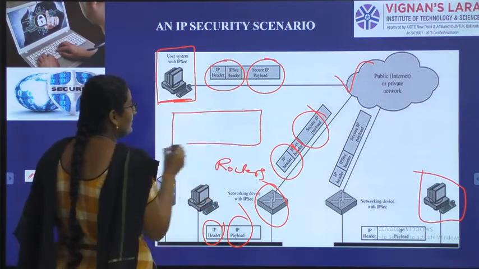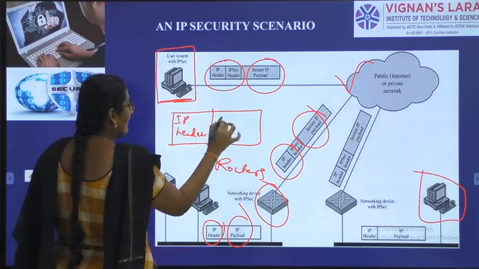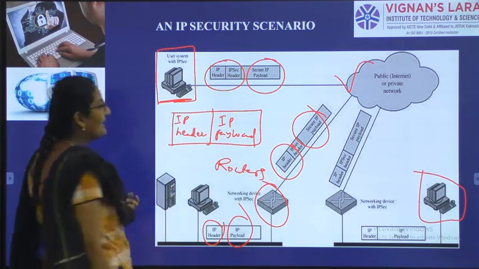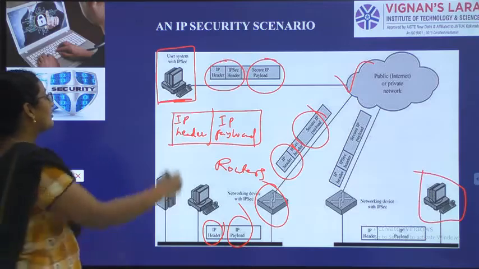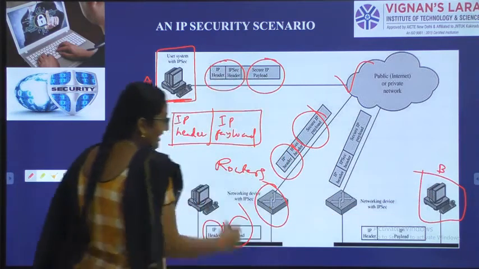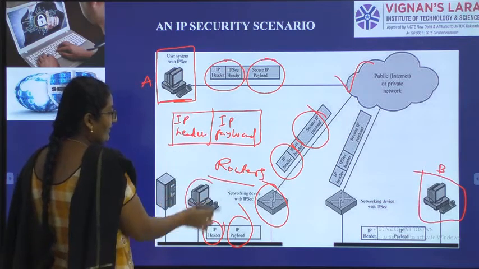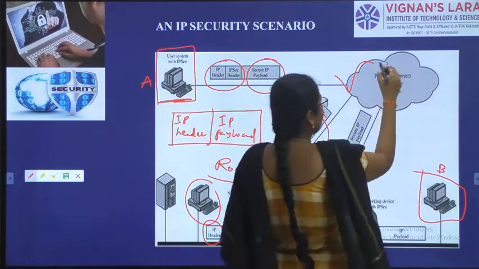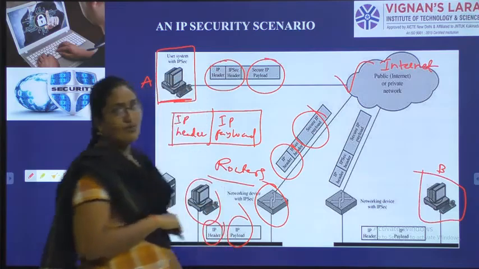So this packet contains two parts, IP header and IP payload. This is system A. We need to send data to system B. In between we can use routers also. We can have any number of networks in between. We can also take the help of the internet. For transferring data we can take the help of the internet.